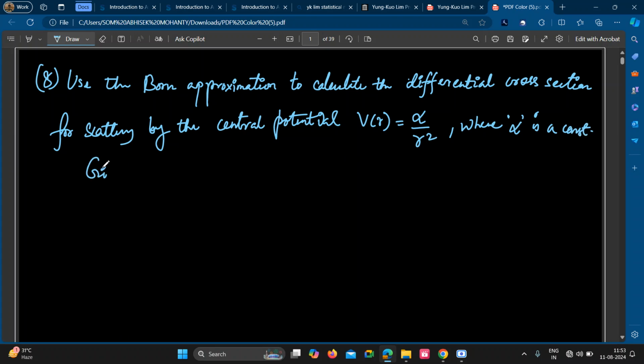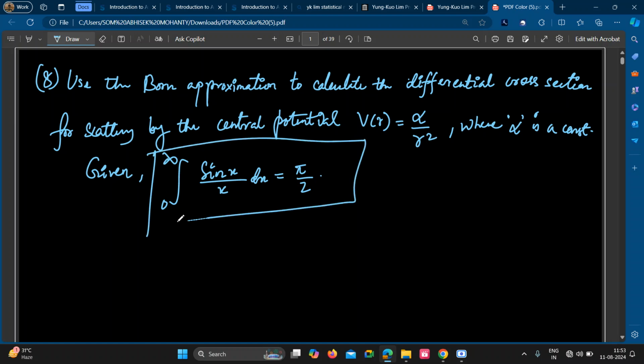The integration that will be used is given: integral from 0 to infinity of sine x divided by x dx is equal to pi by 2. This integration is not usually given in entrance exams. You have to remember it. Make a separate note where you write all the weird integrations, like sine x by x dx. Another one we have studied, e to the minus alpha x sine q x, something like that. These things you have to remember.